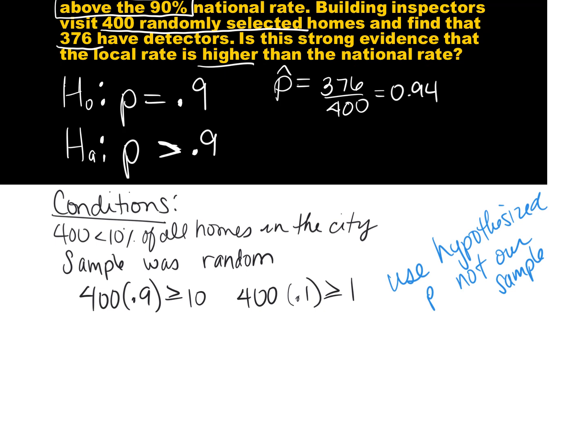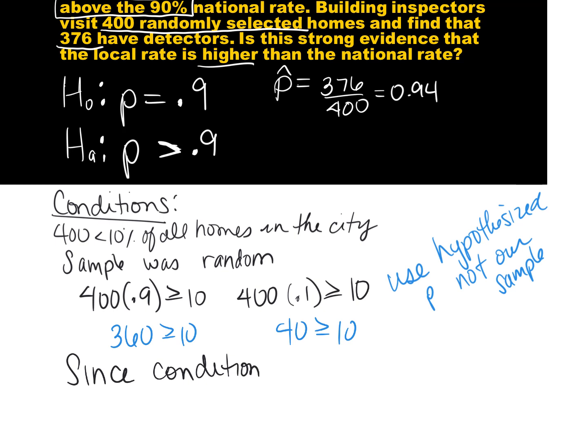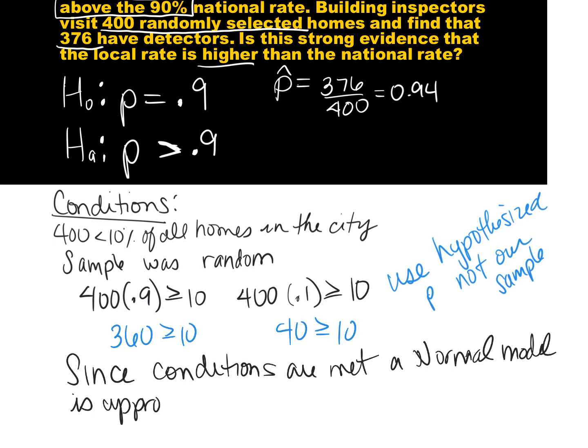So that's 360 and 40. Oops, I forgot my 0 on that. So since conditions are met, a normal model is appropriate. And now I will use a one proportion z-test.